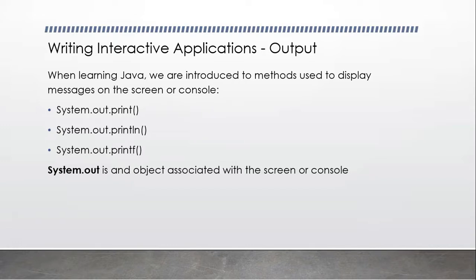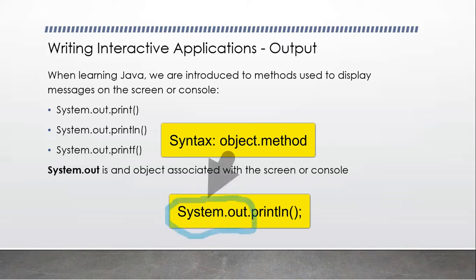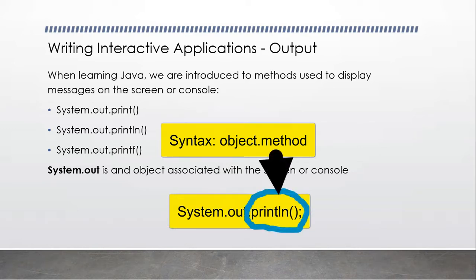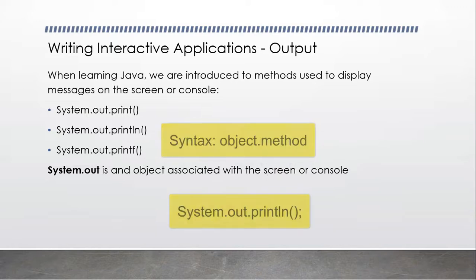Now let's mention here that System.out is an object. This is the object that's associated with the screen or the console. The reason I bring this to your attention is System.out is the name of the object, println, printf would be the name of the method. And the syntax that we use here to invoke the method is to refer to the name of the object with a variable that identifies the object, in this case System.out. Then we put a dot and we follow that with the name of the method that we wish to call or to invoke.